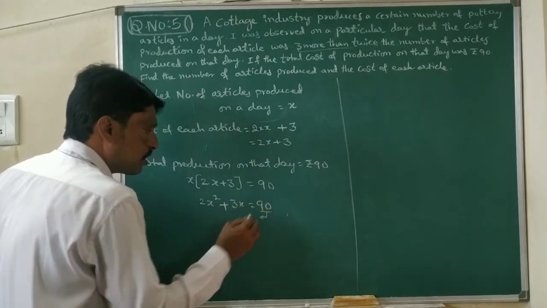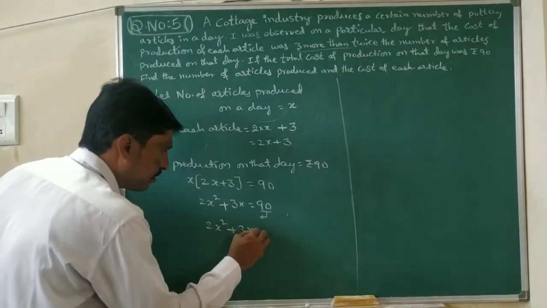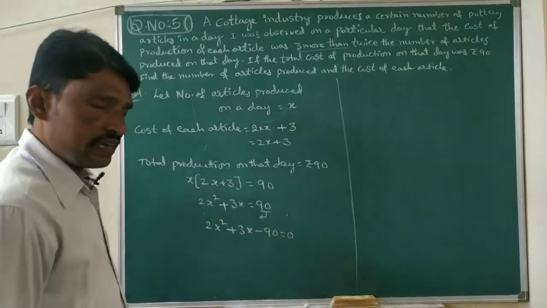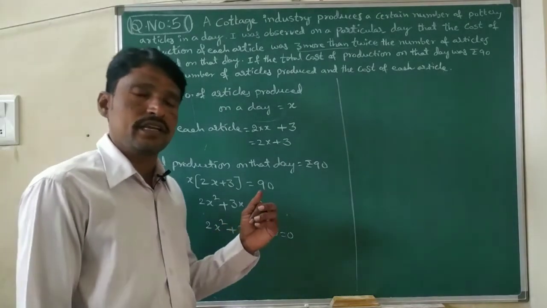This 90 you have to transpose to the left: 2x square plus 3x minus 90 equal to 0. Now we need to take the factors. It is a quadratic equation.